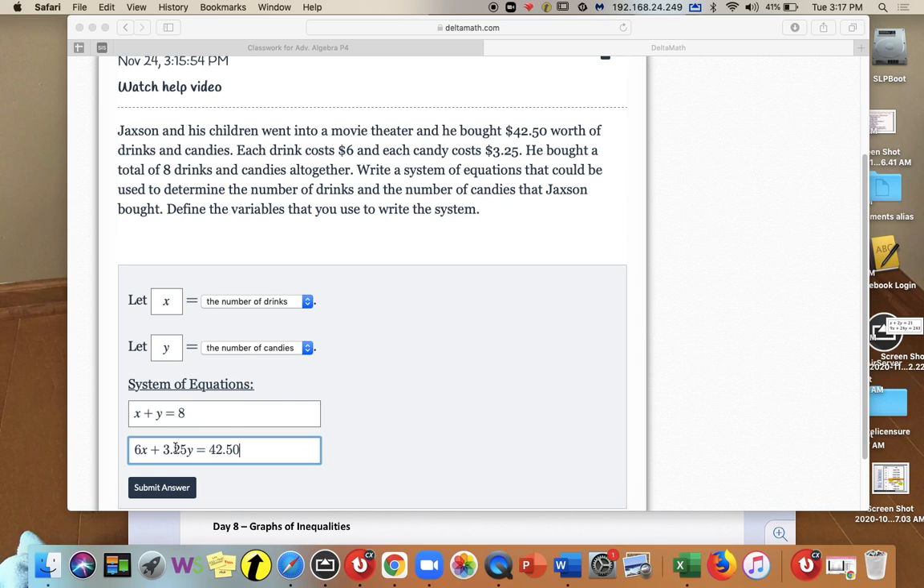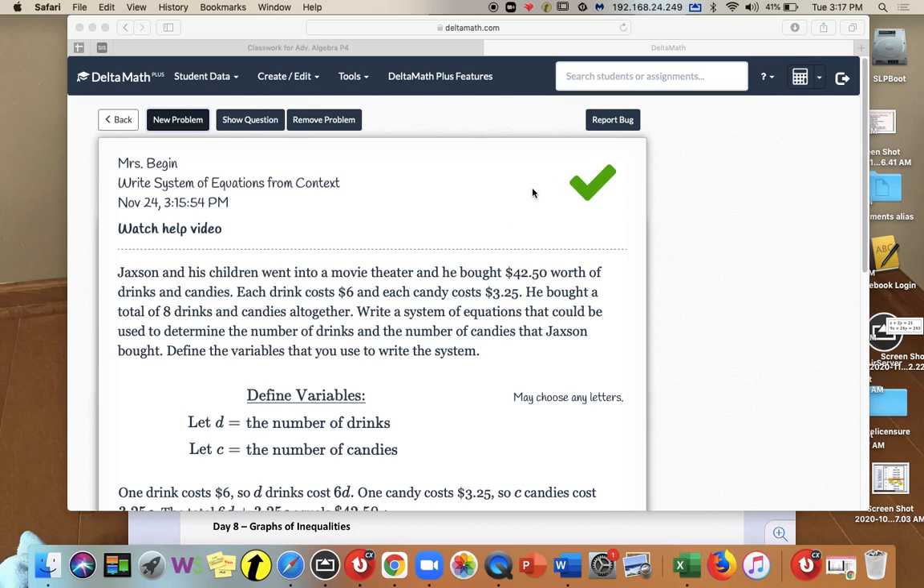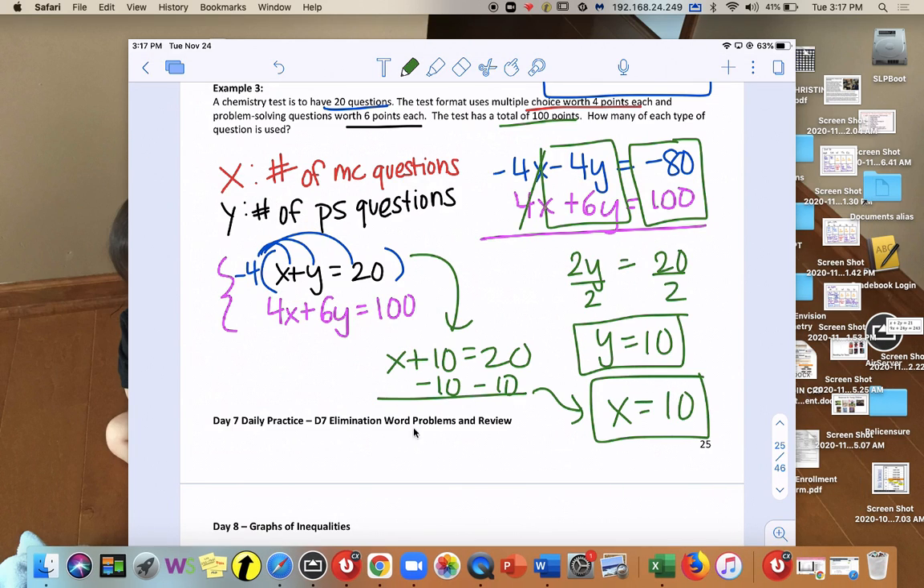All right, and then you can submit your answer. Yes, and then it will tell you if it's right or wrong. All right, so try these problems. And that is it. So again, your assignment is called Day 7. Let me pop it up. Day 7 elimination word problems and review.